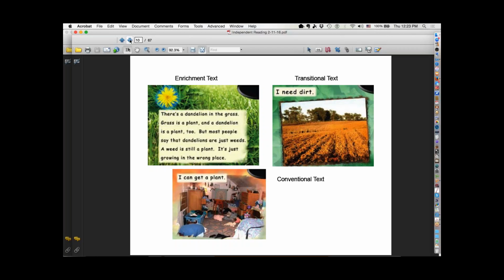In the transitional book, you're only seeing one page that says, I need dirt, but it might also say, I need water, another page, I need sun. So we can see that very highly predictable text. I need food, I need dirt, I need water. What am I, a plant or a person? So that type of setup. And then in the conventional text, you can see a lot of high-frequency words. I can get a plant. I'll talk to you about the difference between transitional and conventional because they don't look so different on this page, but there are some rules that make them really different.